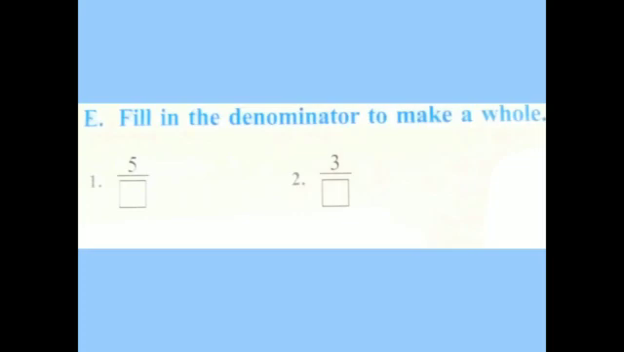Fill in the denominator to make a whole. 5 by dash. We have to find out the denominator here. Numerator is 5. That is 5 parts are shaded. We have to find out the equal parts that make a whole. So 5 by 5. Next is 3 parts shaded out of 3 parts so that it makes one whole.